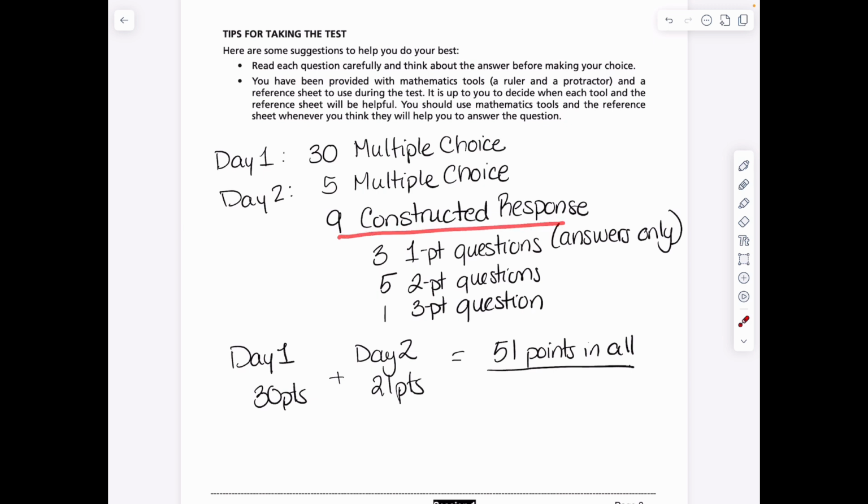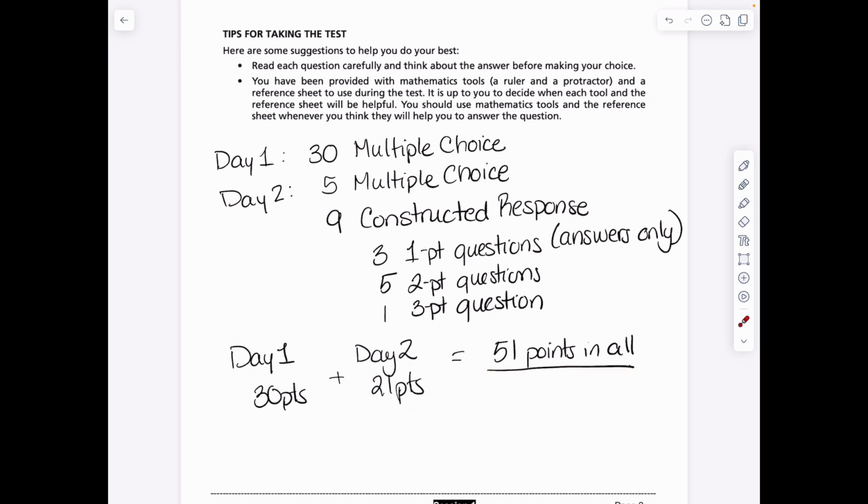Now day 2 has all constructed response as well. So altogether, for multiple choice, there are 30 points on day 1 because every multiple choice is 1 point. And then 5 points for multiple choice day 2, plus here's the breakdown of all the constructed response questions. So altogether there are 21 points. So this whole test is worth 51 points.